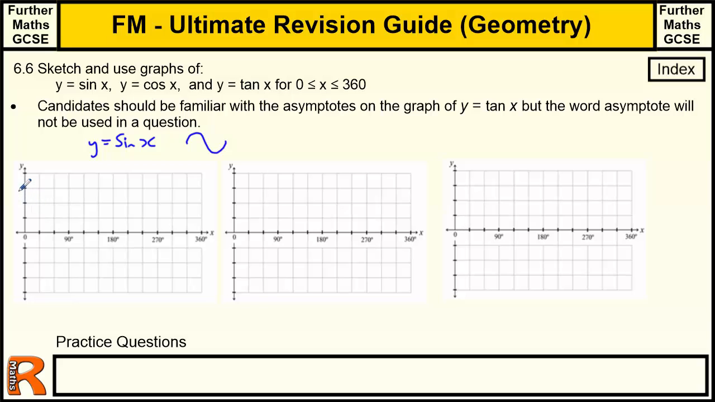Things we need to be aware of are the maximum value and the minimum value and where they occur and where it crosses the x-axis. So once you know these 1, 2, 3, 4, 5 points, you should be able to just draw a curve through the points. The maximum value for the sin x graph is 1, so it goes up to 1, and that happens at 90 degrees, and it comes back down through 0 at 180 degrees, and it goes down to -1 at 270 degrees, and then back up to 0 at 360.